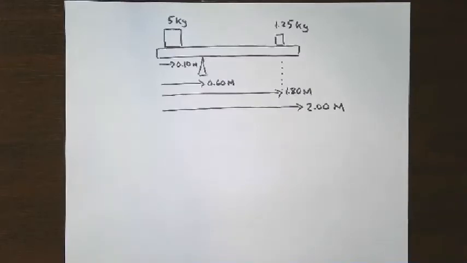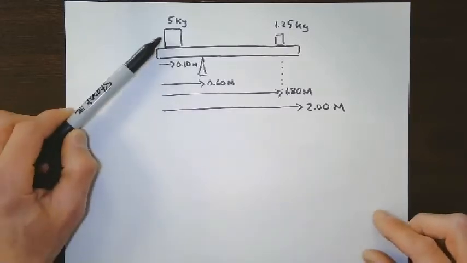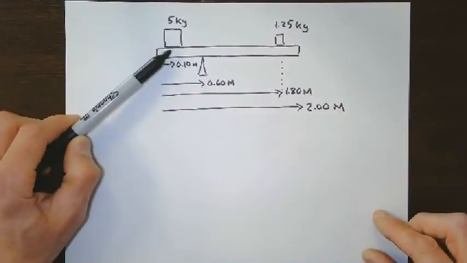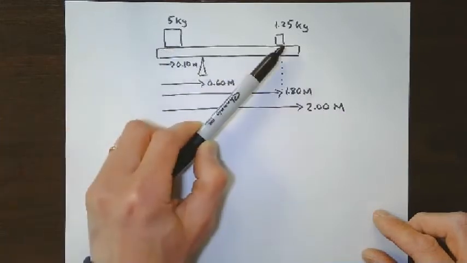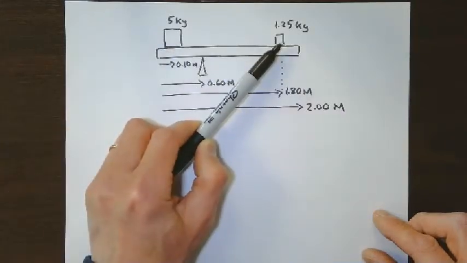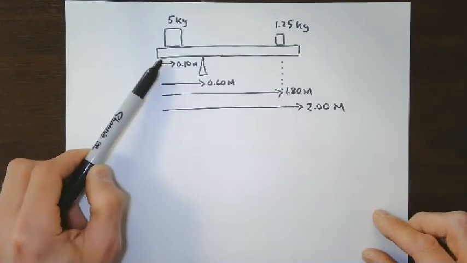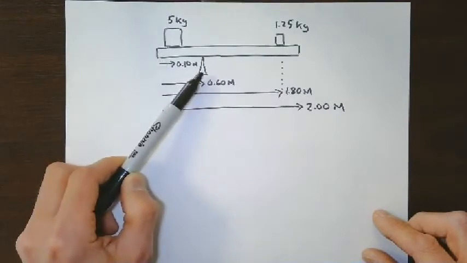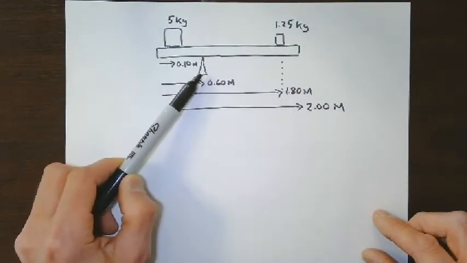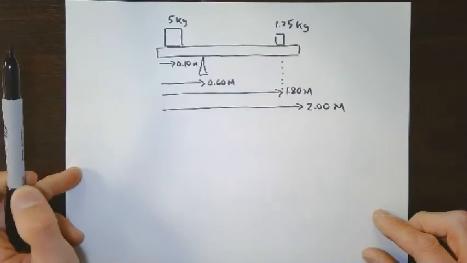Okay, so what I'd like to show you is how to solve the quiz problem. The quiz involved a cantilever problem. In this situation, you had a 5 kilogram object at one end of a plank, and a 1.25 kilogram object near the other end. This plank is supported by a pivot, but the pivot is not located in the center. It's a little bit closer to the 5 kilogram object.